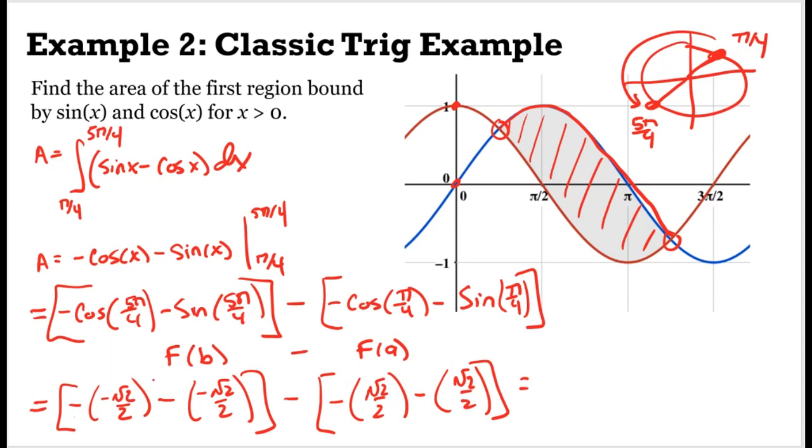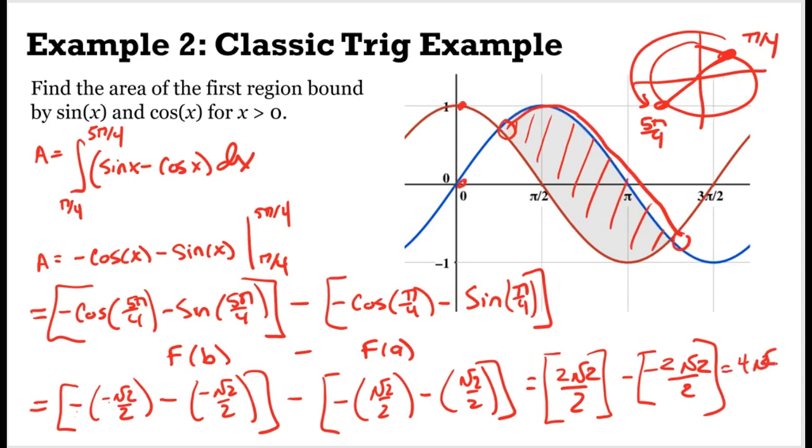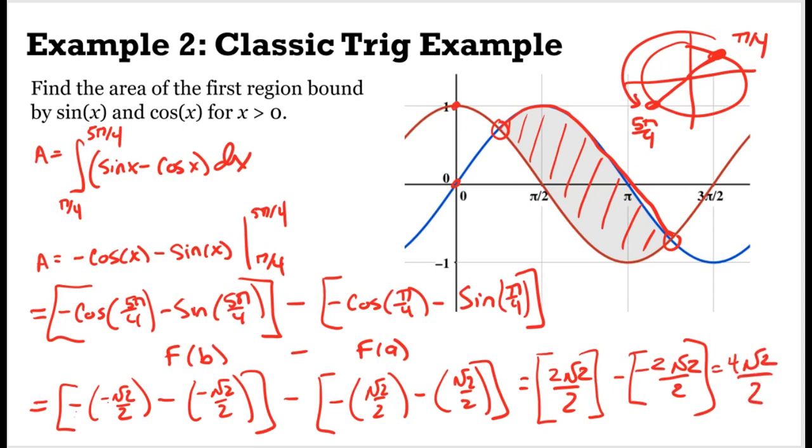And we see in this first bracket for f of b, the double negative makes this positive root 2 over 2 plus root 2 over 2. So we have 2 root 2 over 2. And then there's a minus. And in here we have negative 2 root 2 over 2. But that double negative becomes a positive. So we have 4 root 2 over 2, which simplifies to 2 root 2.